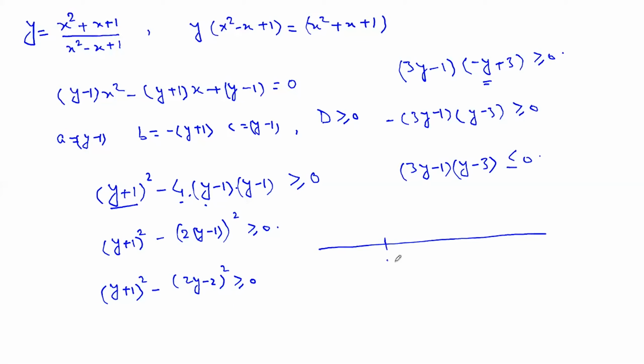So this is the number line. This will be 0 at 1 by 3 and this is 0 at 3, right? Put any value greater than 3, let's say 10. So both will be positive. Then we know that alternatively this will change the sign: positive to negative, then again positive. What we require is less than equal to 0. So this is the portion, and the equality sign is there. So the range in this case, y belongs to 1 by 3 to 3 closed.